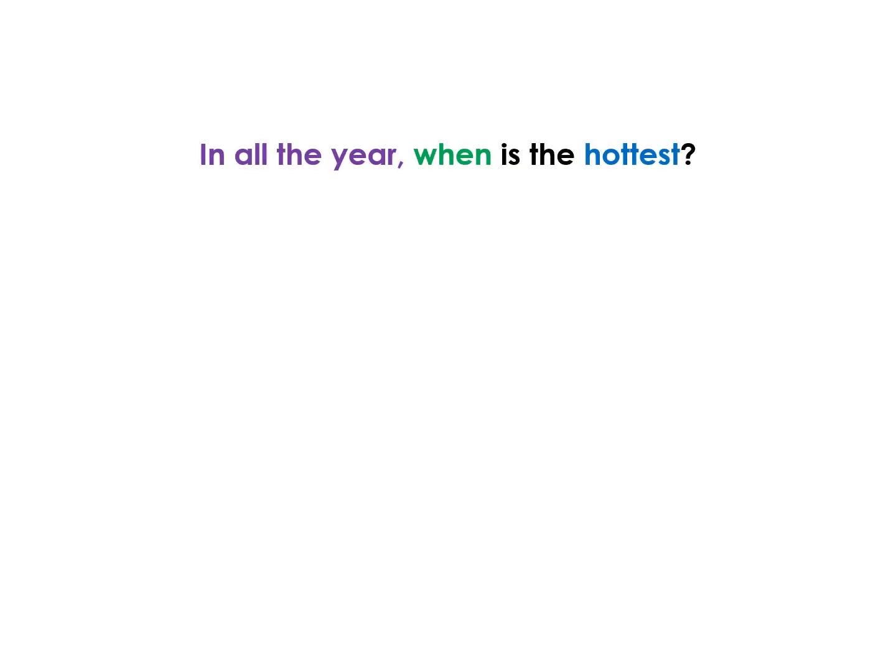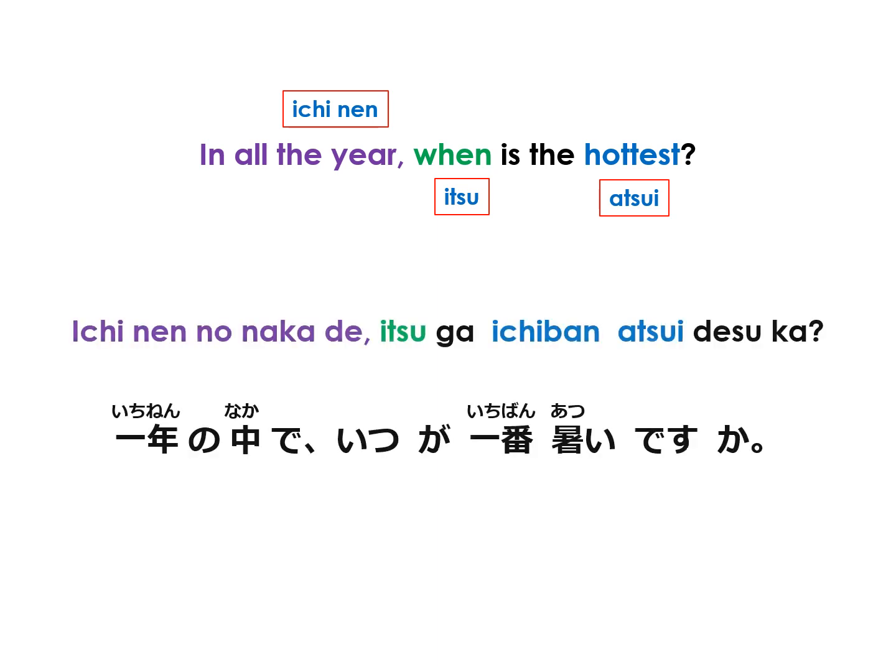Next example, in all the year, when is the hottest? Our domain here is the year or one year or ichinen. Hot is atsui, and we use the interrogative pronoun itsu, which means when. Putting them all together, we say, ichinen no naka de itsu ga ichiban atsui desu ka?